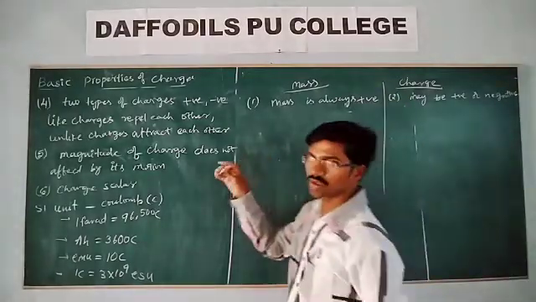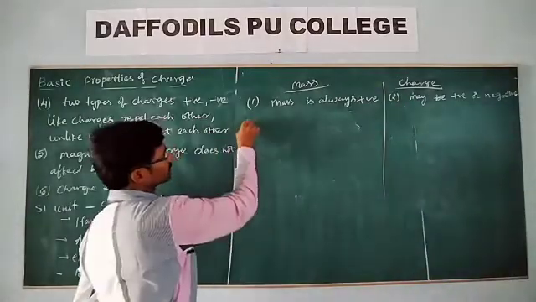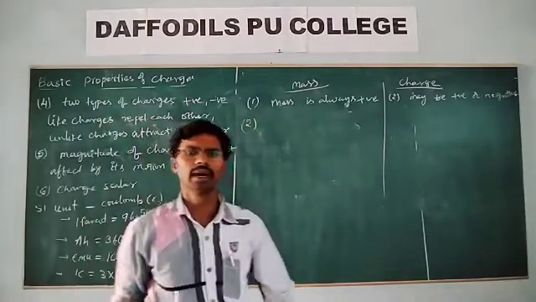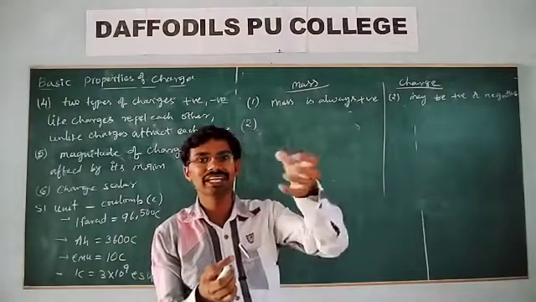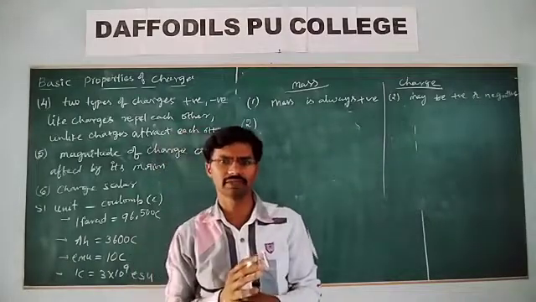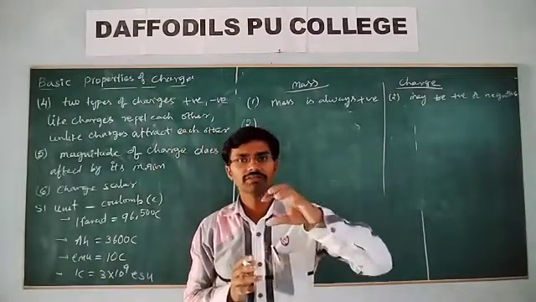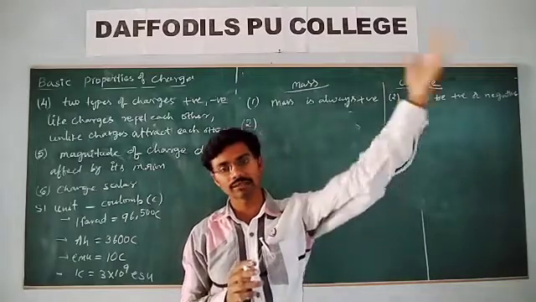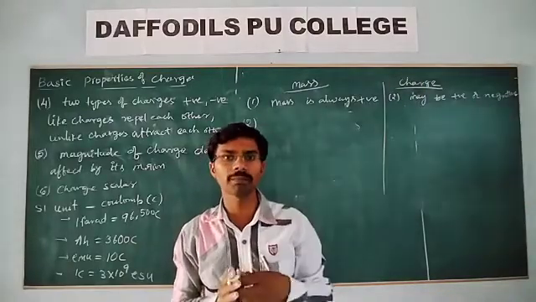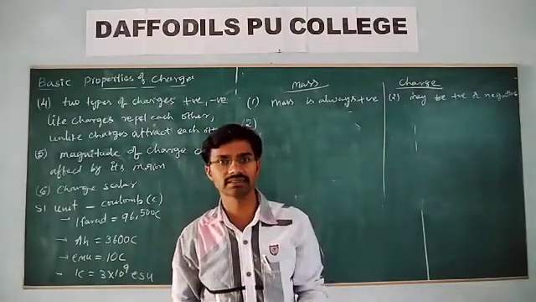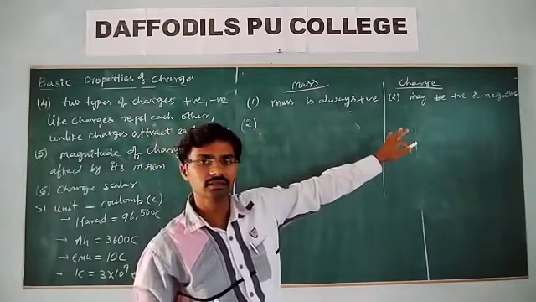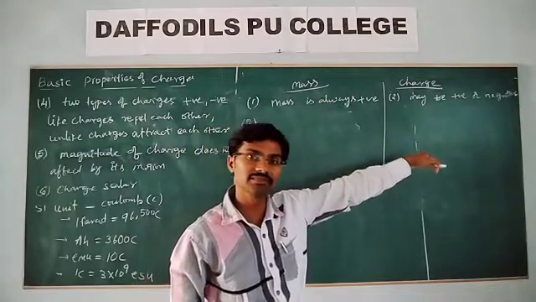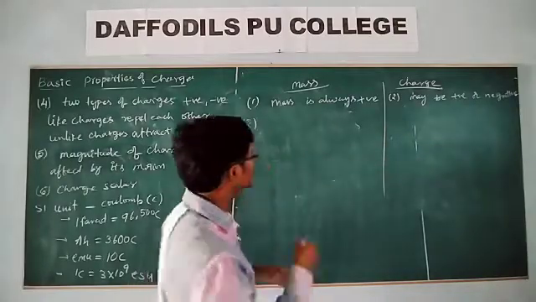And here we know that mass is constant only when the speed is very much less than the speed of light. That means if the body is moving with a speed comparable to the speed of light in vacuum, what will happen? Its mass will increase. But charge does not change. The magnitude of it does not change by its motion. That is the main difference.